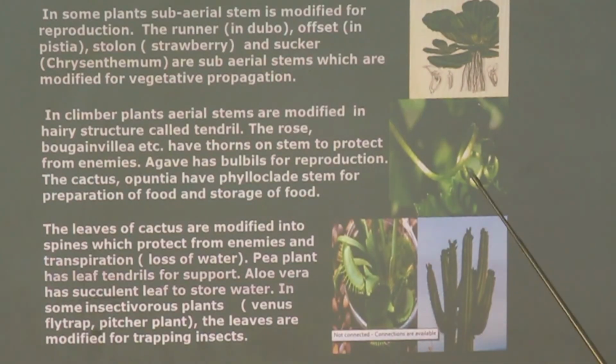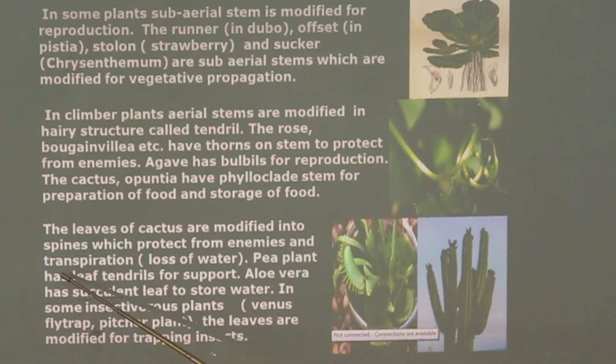The cactus, Opuntia, has a phylloclade stem for the preparation and storage of food. This is a cactus plant, and this is its stem. The stems are modified into a fleshy structure and they prepare food like leaves. The leaves of cactus are modified into spines which protect from enemies and reduce transpiration. So in the cactus, the spines you have seen are modified leaves. When leaves are modified into spines, they reduce transpiration, the loss of water from the leaves.